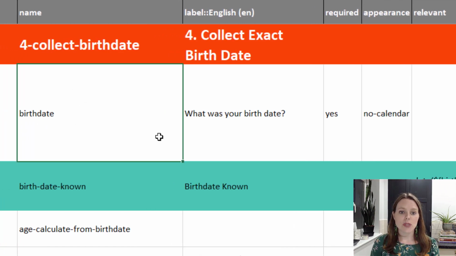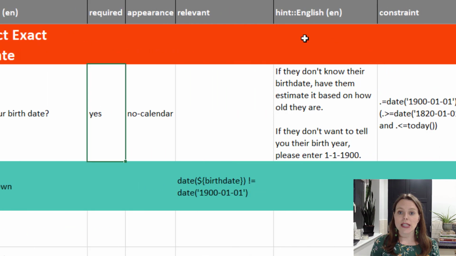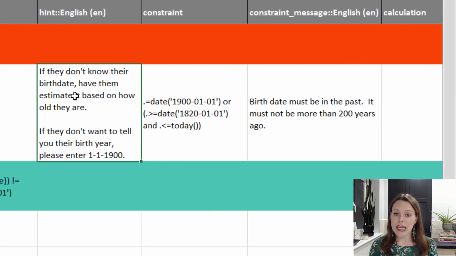Give it a name such as birth date and enter the label as what was your birth date or what was your birthday. Make that a required question by entering yes, and then make a hint for the question. So if they don't know their birth date, have them estimate based on how old they are. Or if they don't want to tell you their birth year, please enter January 1st of 1900.